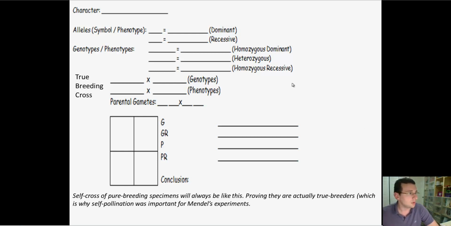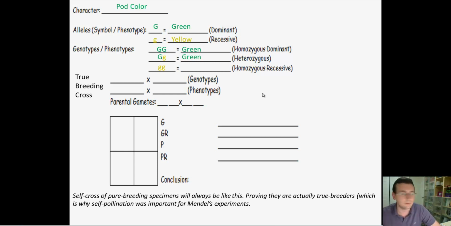Now, what we're going to be using throughout this video is pod color as our character. And for pod color, Mendel used big G to represent green, which was the dominant, the one that always overpowered little g, which was representing yellow, right? And the genotypes, therefore, are big G with big G, which is the homozygous dominant, or big G with little g, which is the heterozygous or the hybrid, and then little g with little g, which is the homozygous recessive.